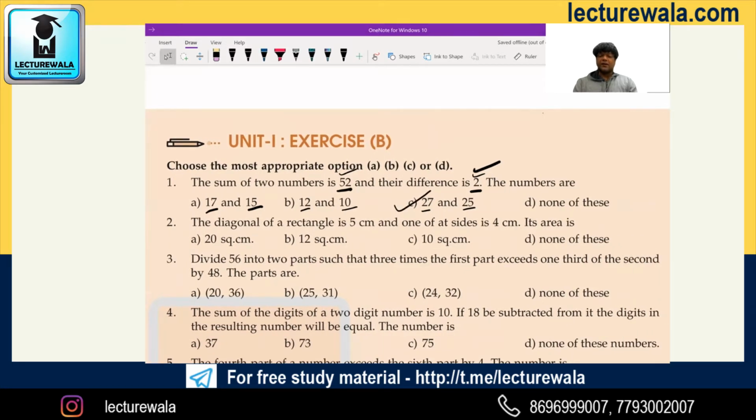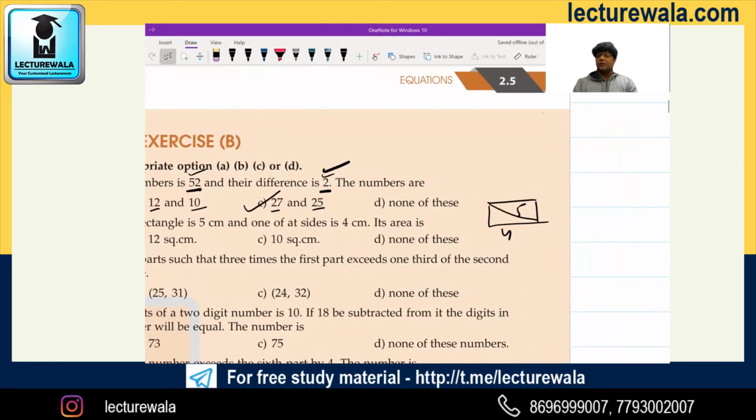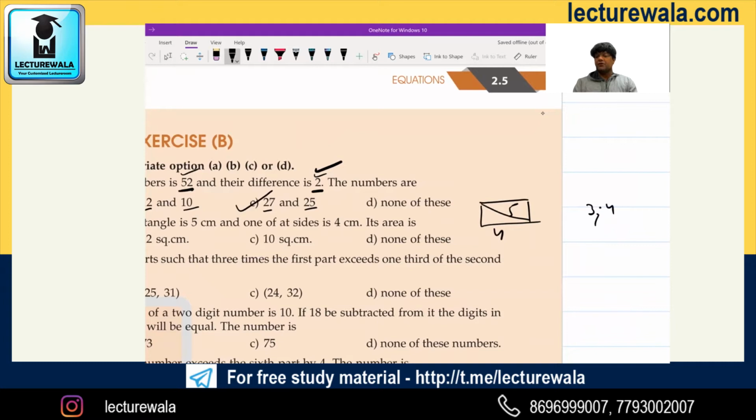Question number 2, the diagonal of a rectangle is 5, one of its sides is 4. So look here, the diagonal of a rectangle. The diagonal is how much? 5. One of the sides is 4. If you remember, I have given you the Pythagoras triplet, 3:4:5. Then the sides will hold the Pythagoras rule if they are in the ratio 3:4:5. So guys, here if it is 4 and the hypotenuse is 5, obviously the third will have to be 3. The question asks for its area. Area is equal to how much? Length into breadth, and that is equal to 3 into 4, which is 12.